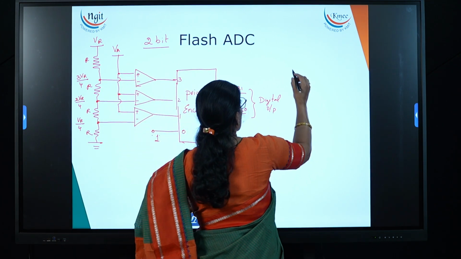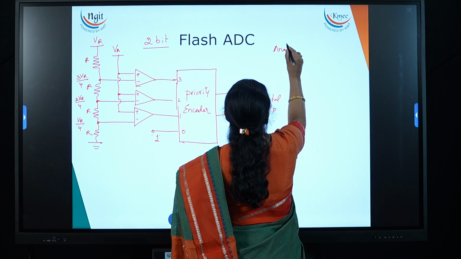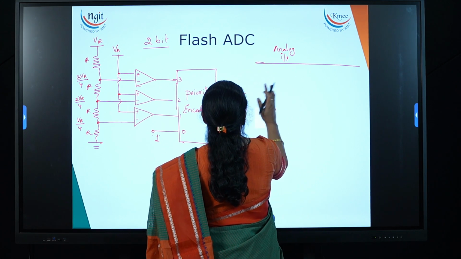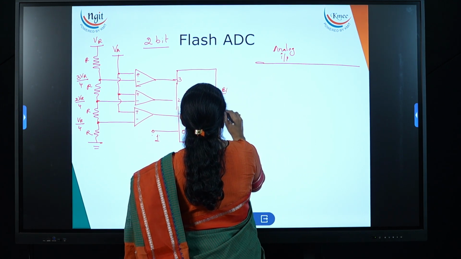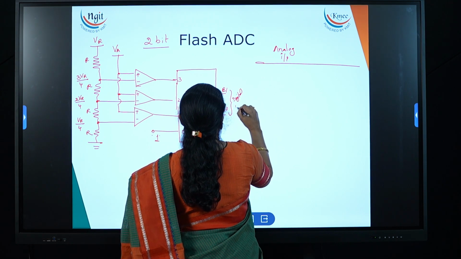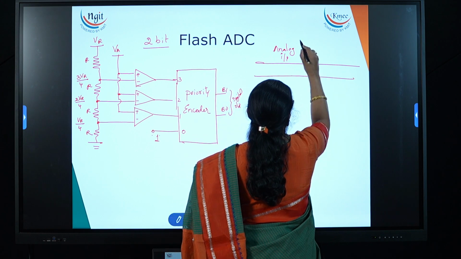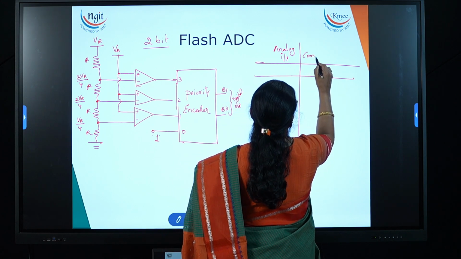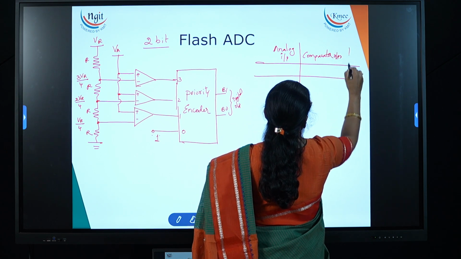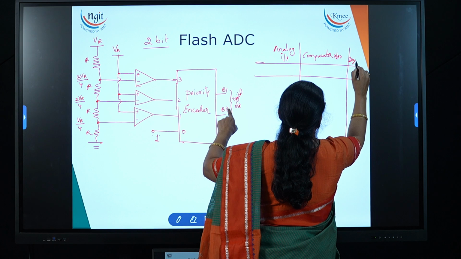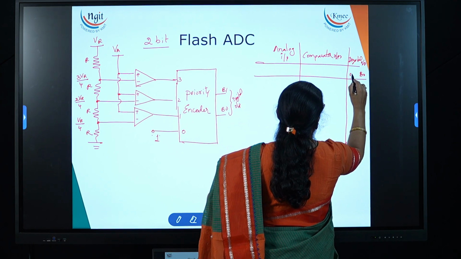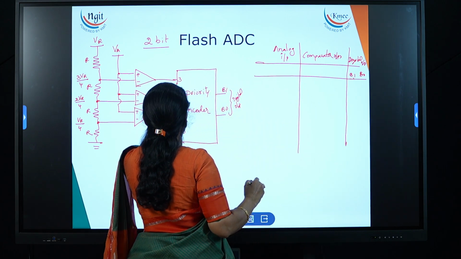Now let me draw the truth table. Now here I am taking the analog input, comparator outputs and digital output. Now here the digital outputs are B0, B1. Now comparator 1, 2, 3.